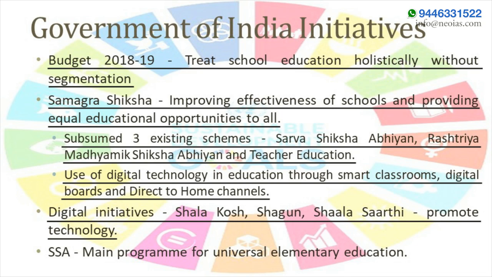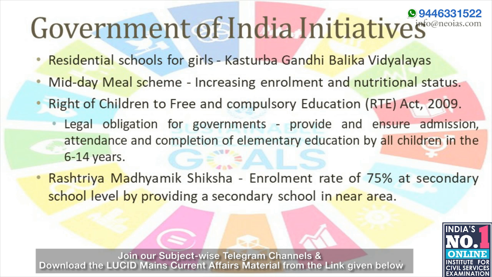Sarva Shiksha Abhiyan, launched in the year 2001, continues to be India's main program for universal elementary education. The interventions under SSA include building of school infrastructure, provisioning for teachers, periodic teacher training, and academic resource support, making available learning resources for children like textbooks, computers, libraries, etc.